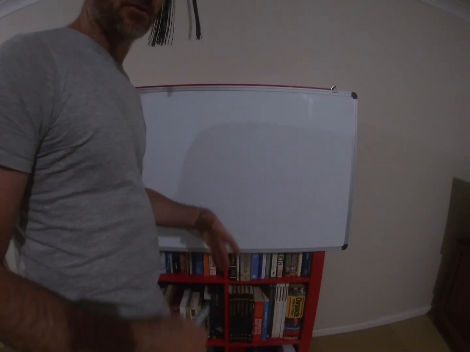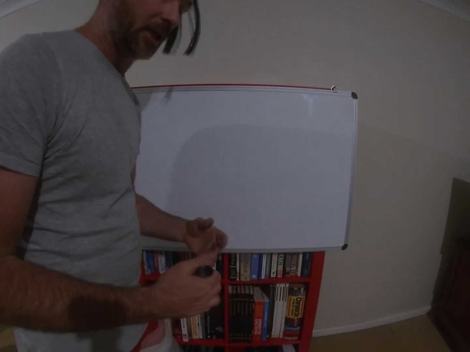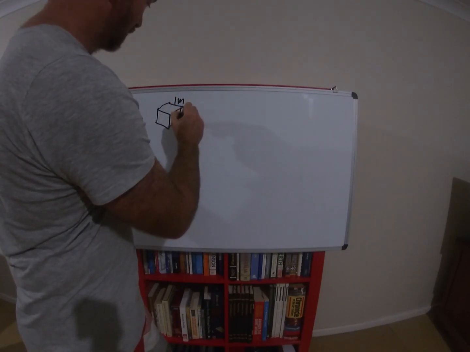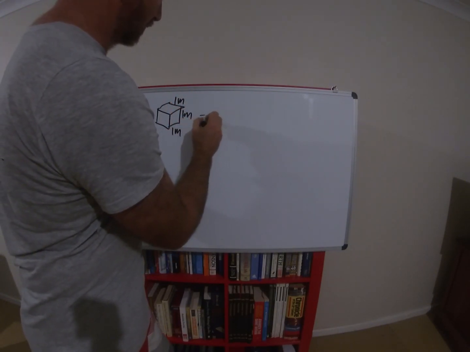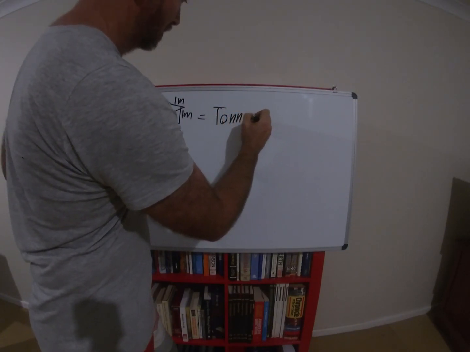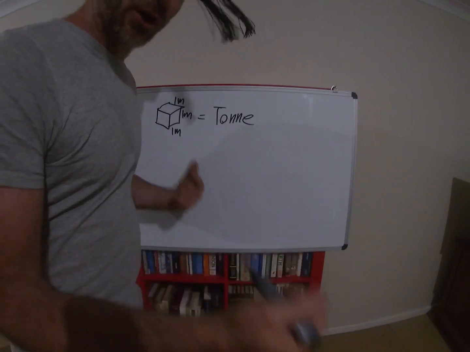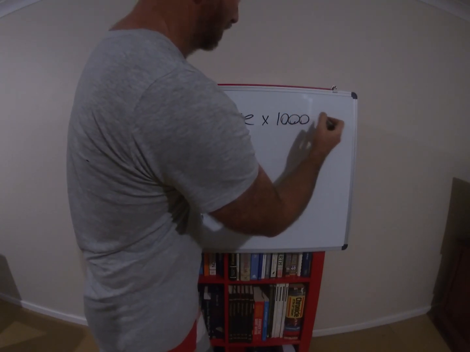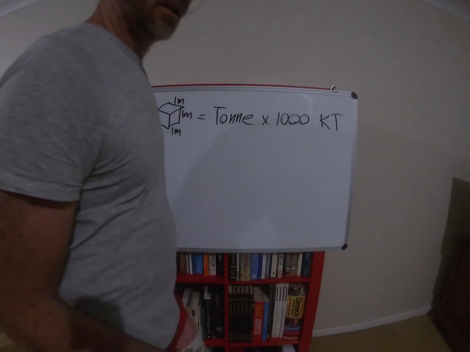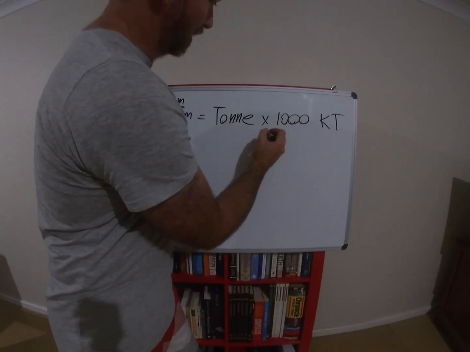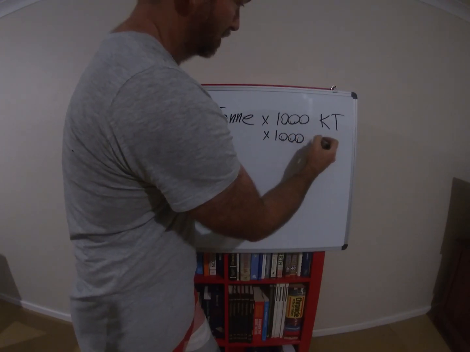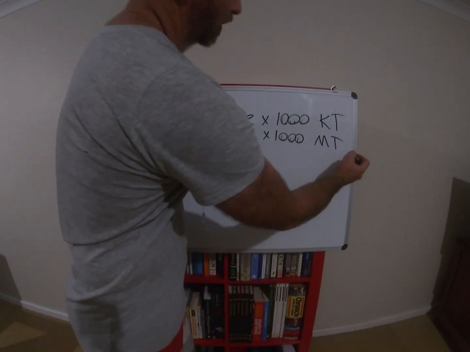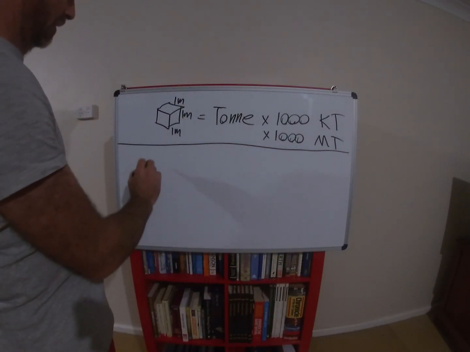With our metric system, it's very, very easy to go big. So if I start with my cube of water, that's 1 metre by 1 metre by 1 metre, and that equals a tonne. If I want to go real big, I can just times that by 1,000, and I have a kilotonne. If I want to times that by another 1,000, I've got a megatonne.